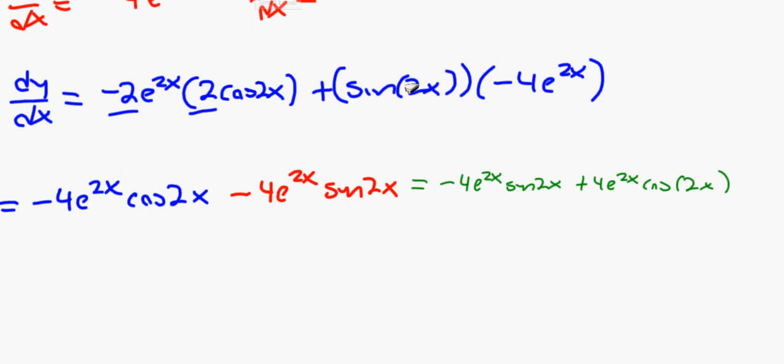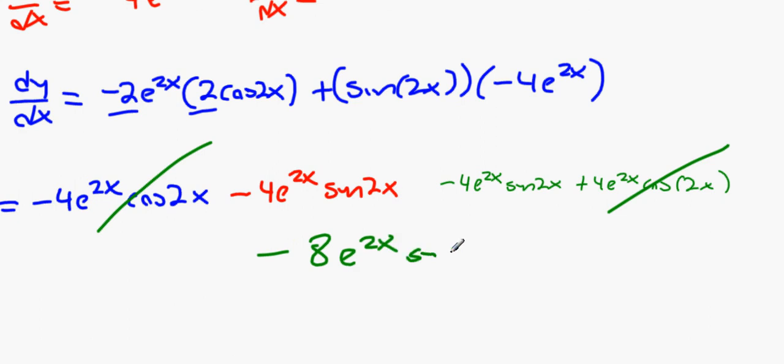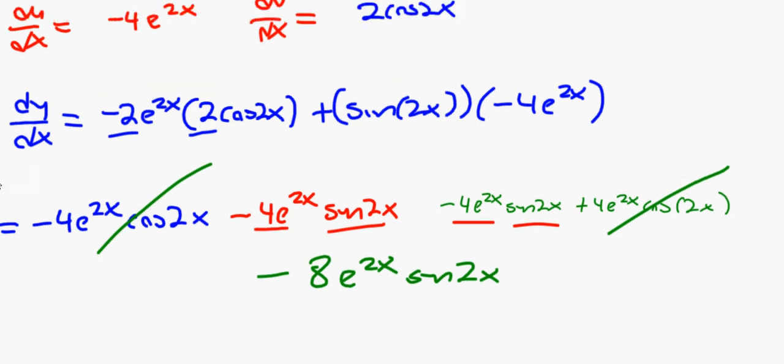And what's going to happen next is that we're going to see what cancels. So we're going to see that this will cancel with that one there, and we're going to be left with minus 8 e to the 2x sine 2x, because both these are sine 2x's, and then there's minus 4 e to the 2x minus 4 e to the 2x. When you add them together, it goes to minus 8 e to the 2x sine 2x.